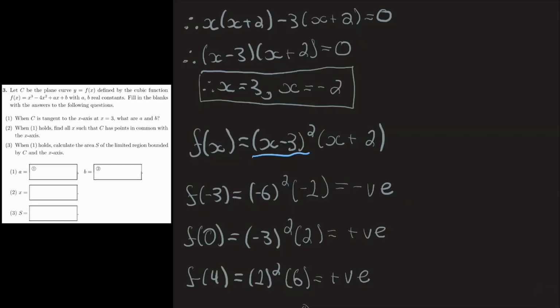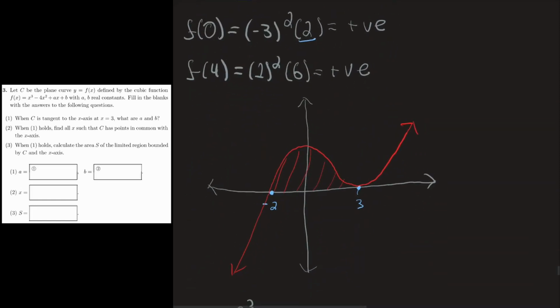Then let's check between -2 and 3 by setting x equals 0. 0 plus 2 is 2, which is positive, and so our function is positive. Finally, let's check when x is greater than 3 by setting x equals 4. And once again, our function is positive. So we can draw an idea of what our function looks like.